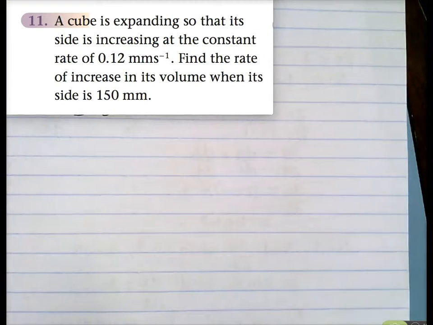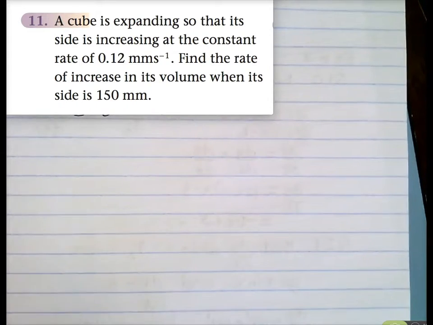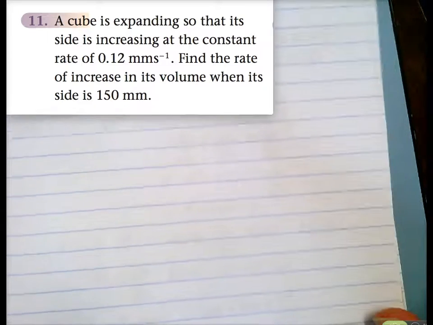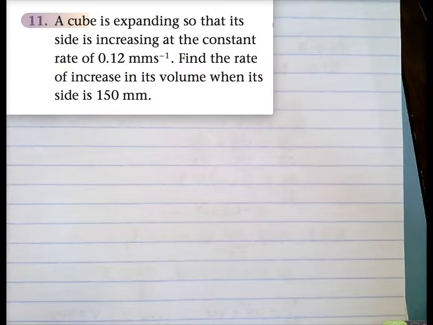Notice that you don't have any formulas. You are going to have to know the formulas. I think they actually do supply some now, in mathematics they do. So you will need to bring in formulas, for example, for volumes of cubes, surface area of cylinders and all of this. It says a cube is expanding so that its side is increasing at the constant rate of 0.12 millimeters per second. So just write the question out. Find the rate of increase in its volume when its side is 150 millimeters.